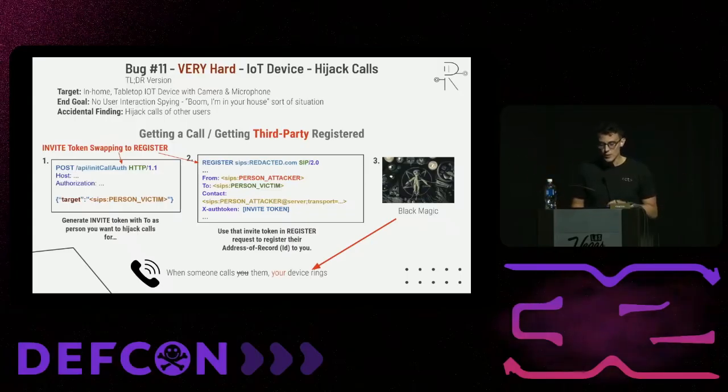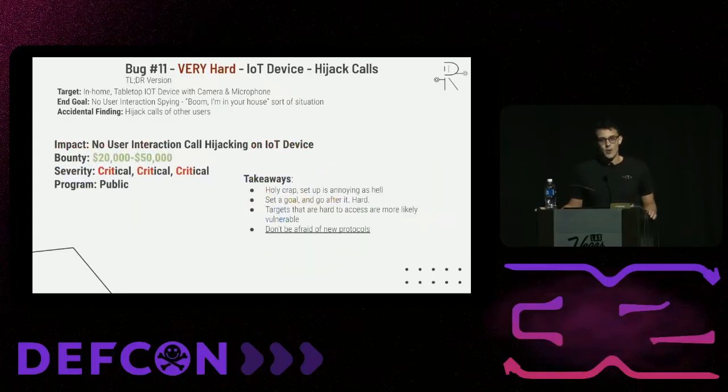So then we could essentially do a third-party register for any other user and map their address of record, the thing that routes the call to them, to our contact location. And then when somebody calls that user, our device would start ringing. And that one was another 20 to 50K, critical on a public program. And takeaways are pretty much the same. But don't be afraid of new protocols. And that is one of the biggest takeaways I've found in my many years of bug bounty.